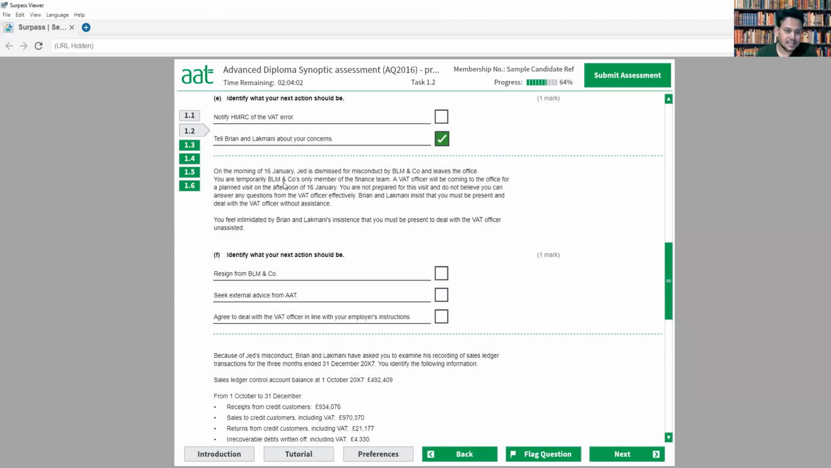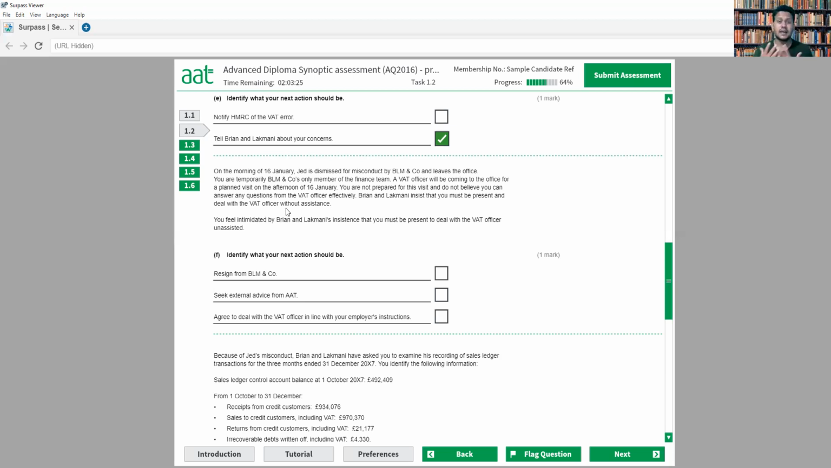On the morning of 16th January, Jed is dismissed for misconduct by BLM and Co. and leaves the office. You are temporarily BLM and Co.'s only member of the finance team. A VAT officer will be coming to the office for a planned visit on the afternoon of 16 January. You are not prepared for this visit and do not believe you can answer any questions from the VAT officer effectively. Brian and Lakmani insist that you must be present and deal with the VAT officer without assistance.